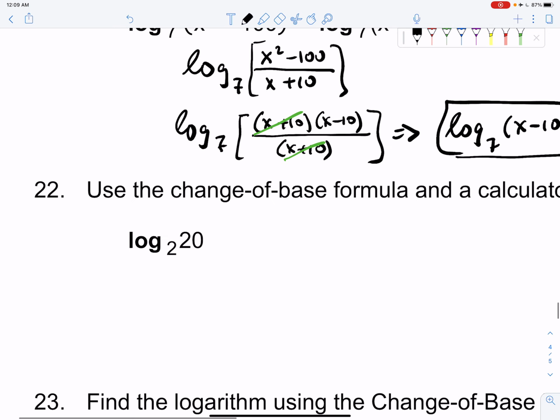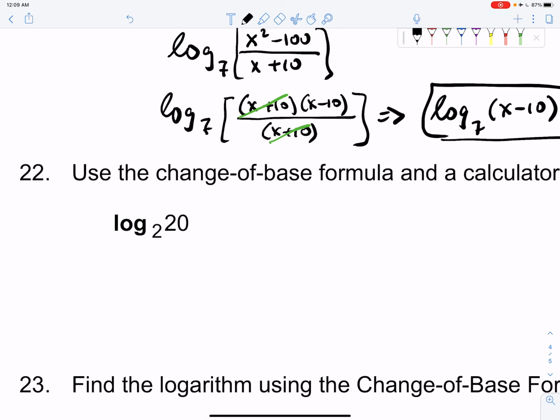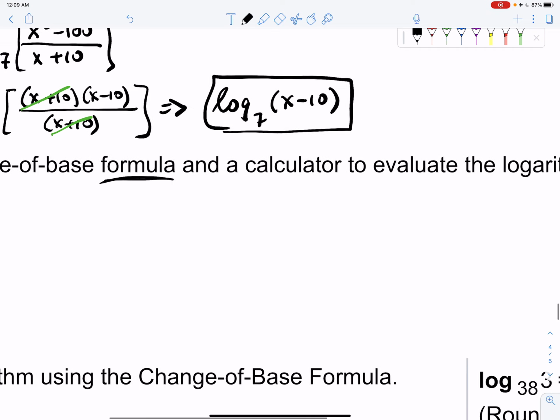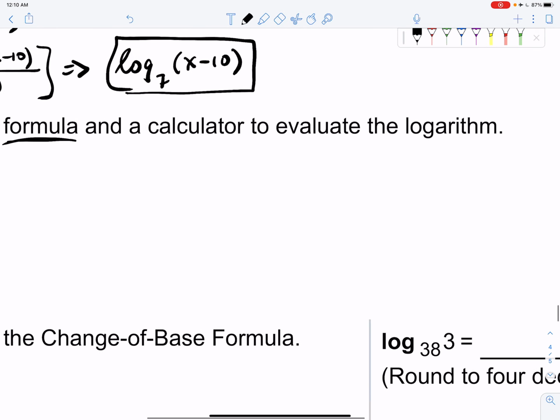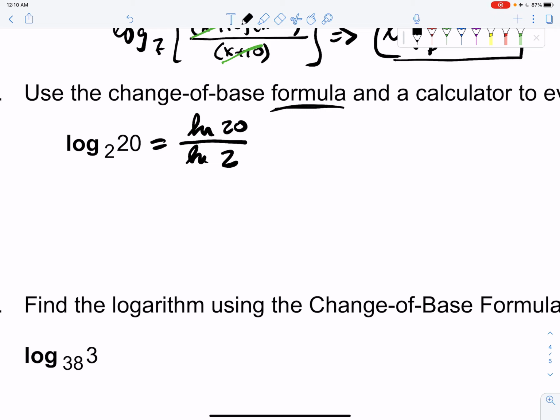Okay, use the, oh yeah, see, they didn't have change of base, but use the change of base formula. Hey, look at that. Okay, it's a formula. Different books probably called it a little differently. But anyways, use the change of base formula and a calculator to evaluate the logarithm, okay? So I look at that, it says log base 2. I look at my calculator, no log base 2. I do have a common log or a natural log, so it's your choice. I'm going to pick the natural log.